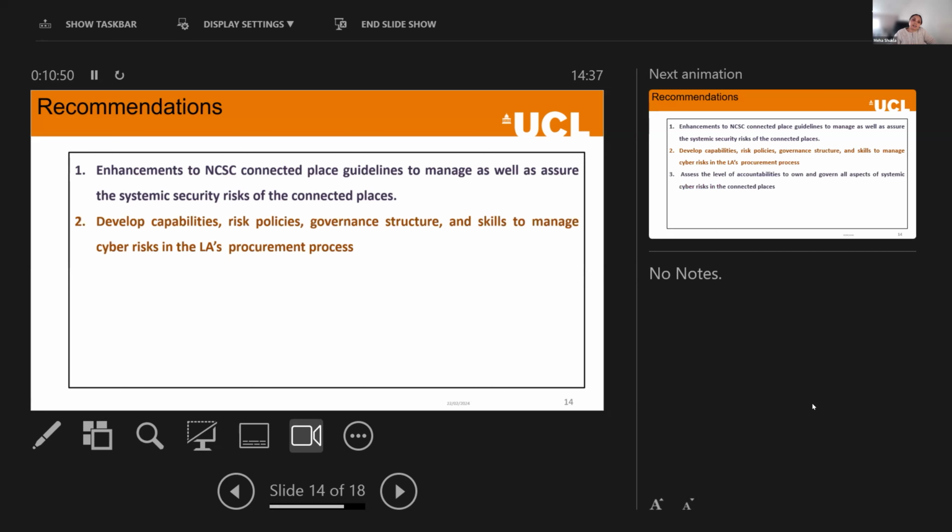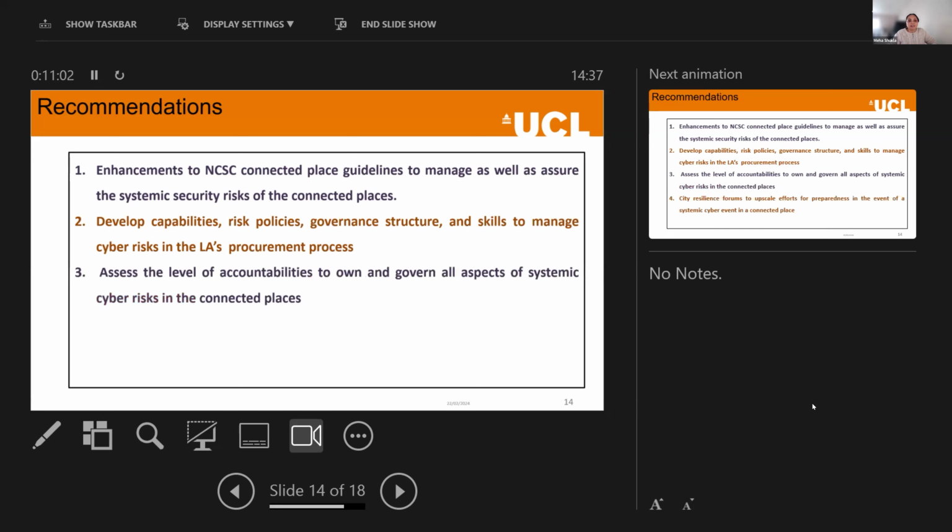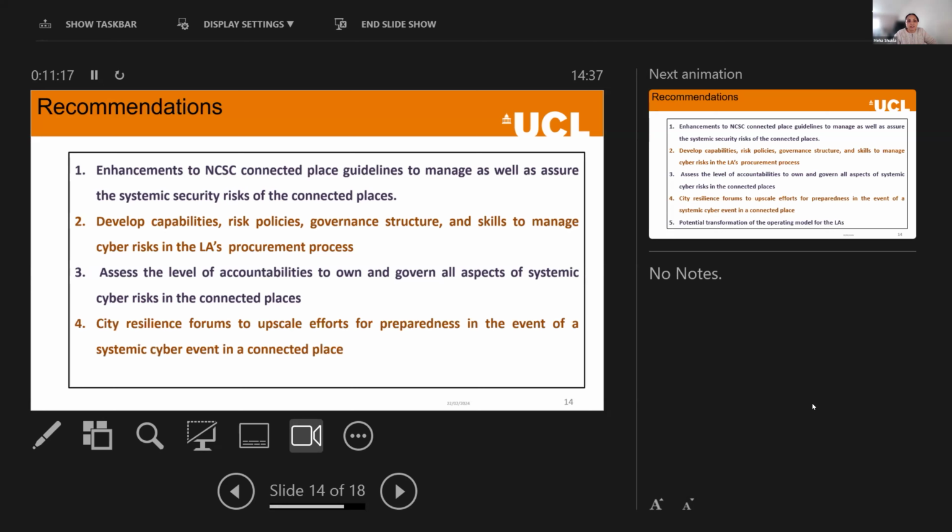I think that the anticipatory policies and governance and risk management that was being advocated by the government and the tools provided for the same definitely needed some kind of upgrade. The level of accountabilities needed to own and govern the systemic risks need to be looked at because there is definitely no owner of a smart city or a connected place. So how would that governance really work or needed to be understood?